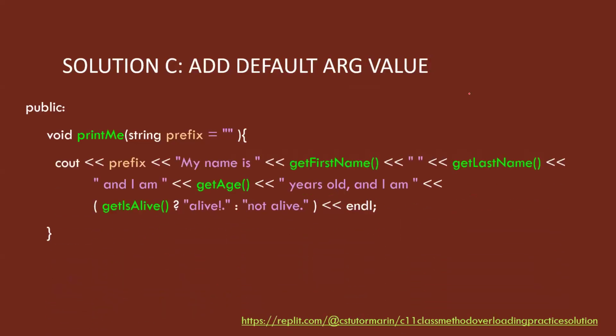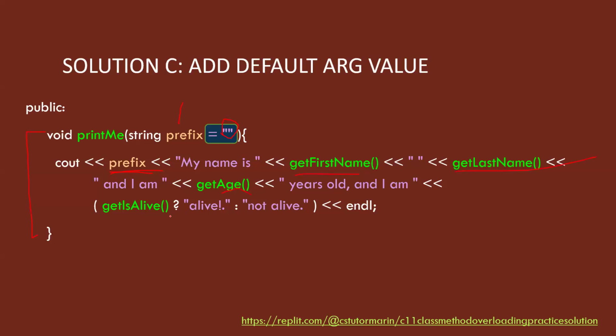Now, probably the most optimal way is just to use our friend, the default argument value, which hopefully you remember is pretty much common to all languages these days, right? So if we don't specify a prefix in our main or wherever we call the print me method, then it will automatically receive a blank value, which achieves our goal of not having any prefix at all. So that's probably the most optimal way to do things. And then we've got our getters in there, okay?